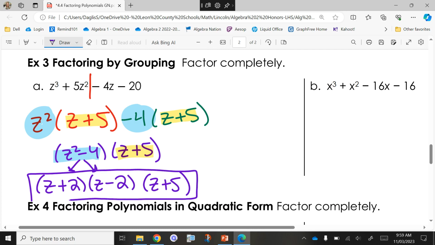That is completely factored. So if you stopped right here, you wouldn't be wrong, but you would not be done, and you wouldn't get full credit. You got to make sure you keep going all the way down, if you can.